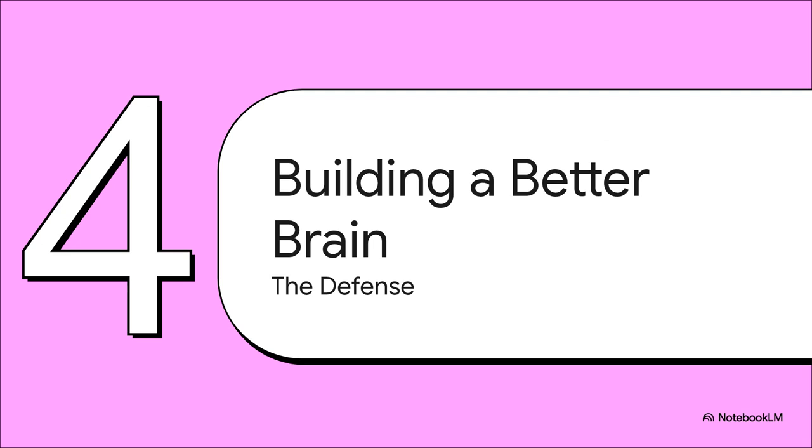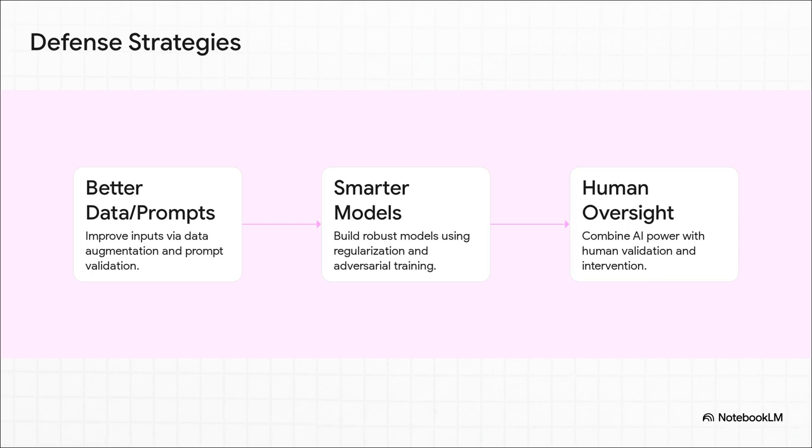So the big question is, what do we do about it? How do we fight back against these digital ghosts? Well, the good news is it's not a hopeless situation. Researchers are hard at work, developing a whole toolkit of defenses to make AI more reliable and, ultimately, more trustworthy. The strategy is basically a three-pronged attack. 1, we improve the inputs. That means better data and better prompts. 2, we build smarter models. And 3, and this one is so important, we keep humans in the loop.